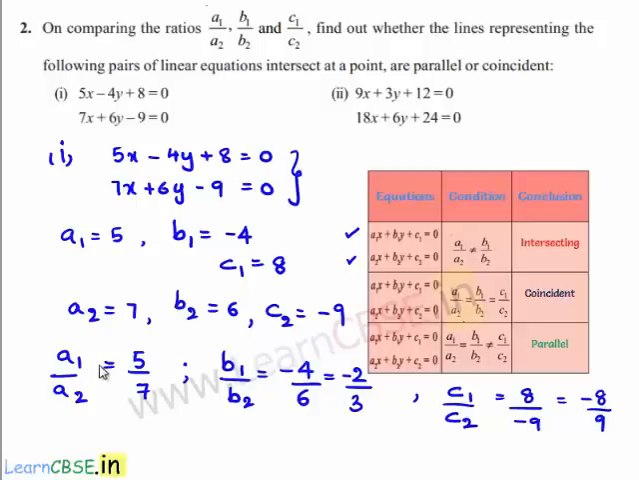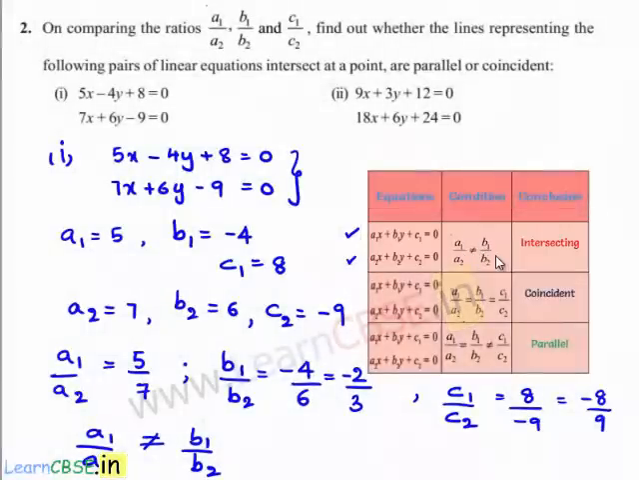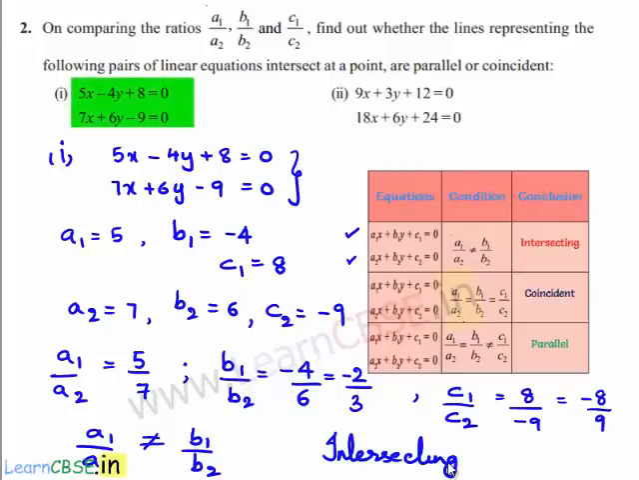None of the values a1 by a2, b1 by b2 and c1 by c2 are equal. So a1 by a2 is not equal to b1 by b2, this is also not equal to c1 by c2. By using the first condition, if a1 by a2 is not equal to b1 by b2, we conclude that the given set of linear equations are intersecting. So the given equations are intersecting. That means the lines which represent the given equations are intersecting lines.